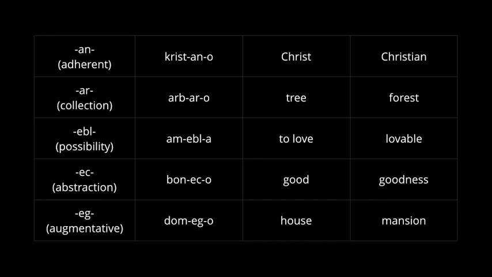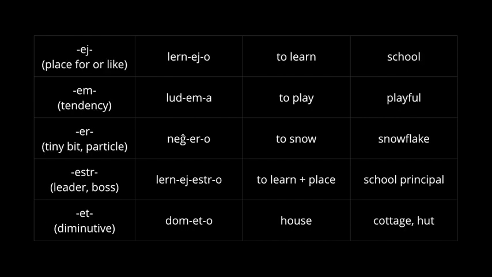Egg is the augmentative. It makes something bigger. Domego turns a house into a mansion. Grandego turns big into huge. The ej suffix creates the name of a place that's for the thing or like the thing or related to the thing. So a learneo is a school, a place for learning. M is the suffix that refers to a tendency or being sort of full of something. So ludi is to play, ludema is playful.